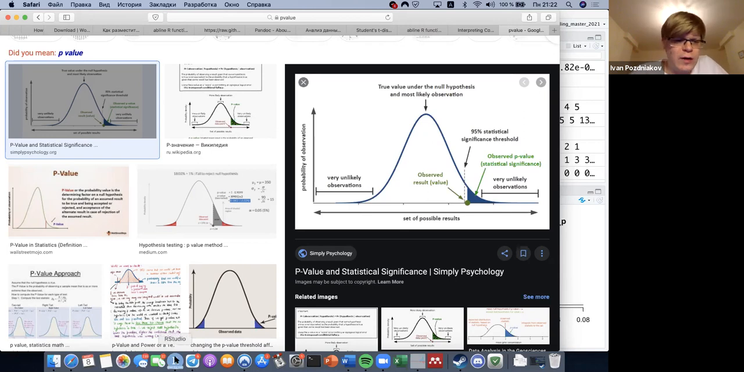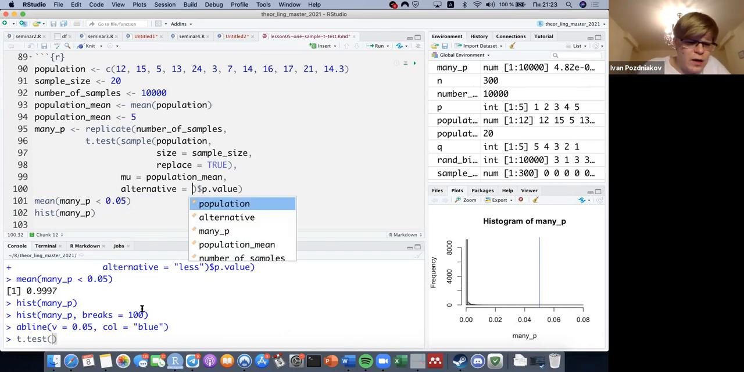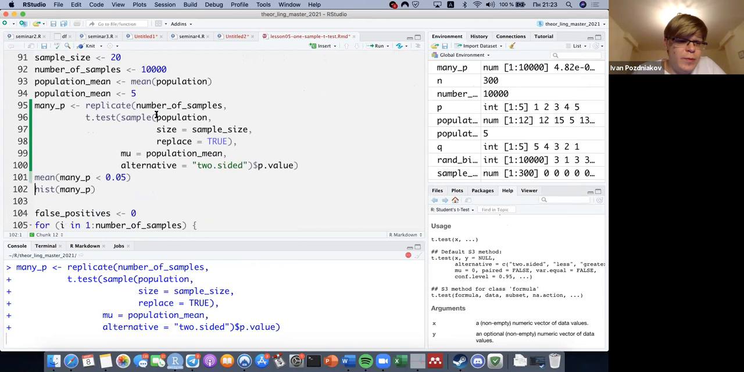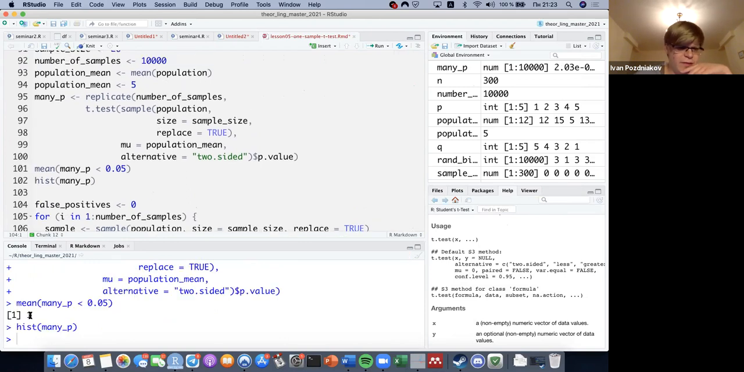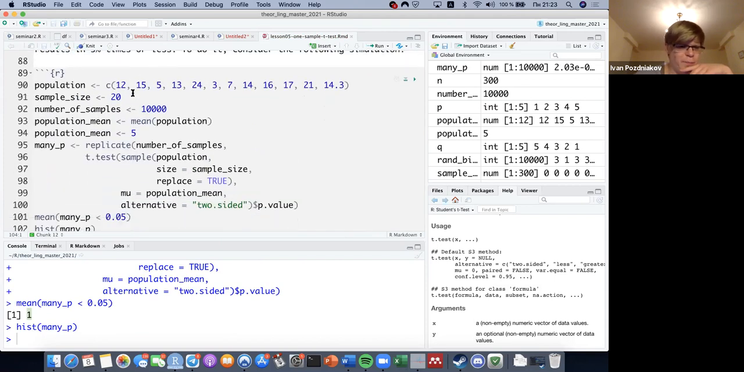So if we use two-sided instead of alternative less, I don't remember how it's called, I think it will be still something like that, because actually the difference is even higher. Yeah. So in 100% of cases it is statistically significant. But it's not something that you have in real life.